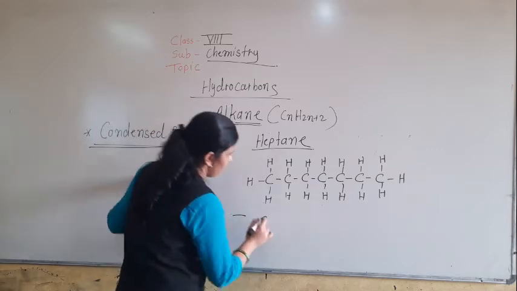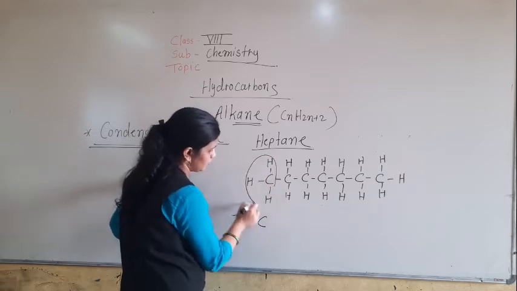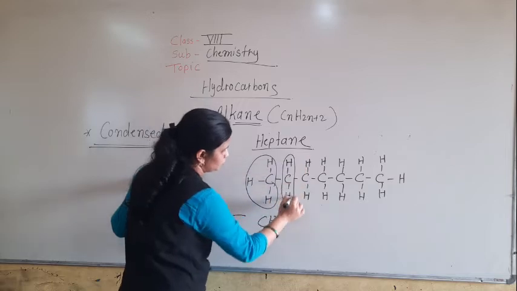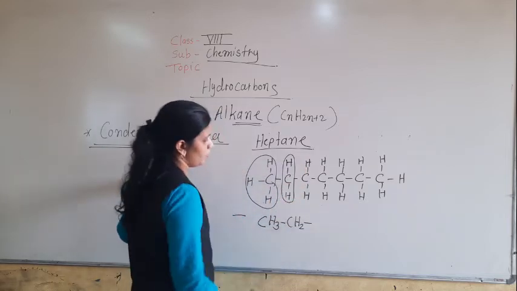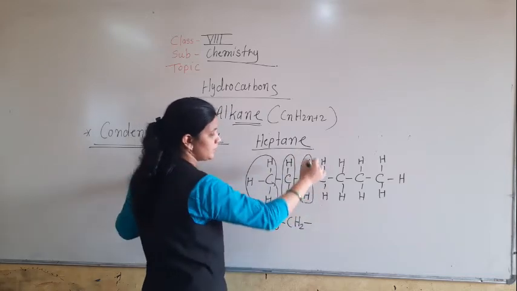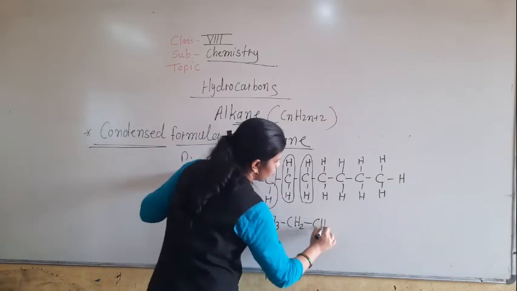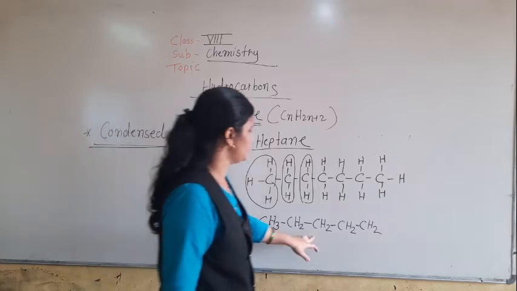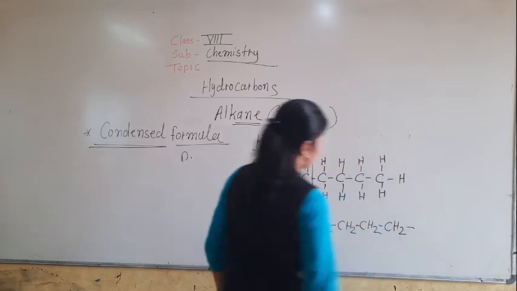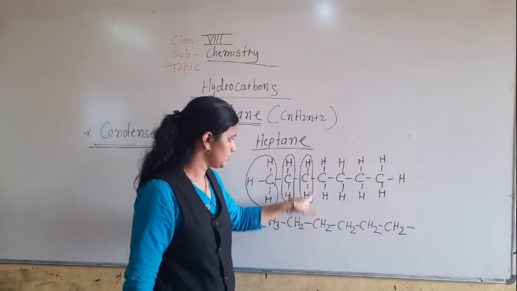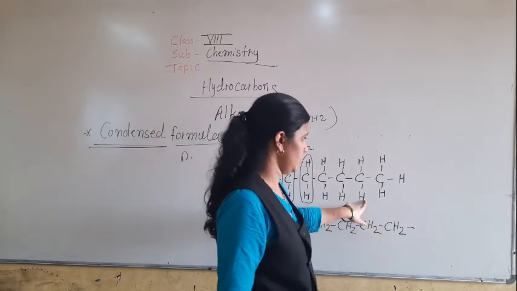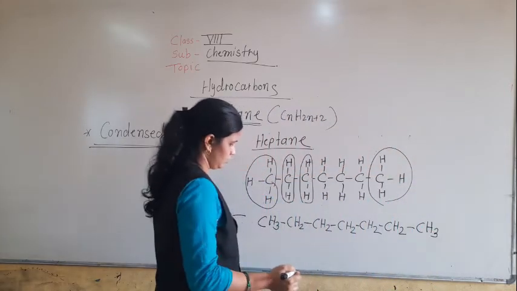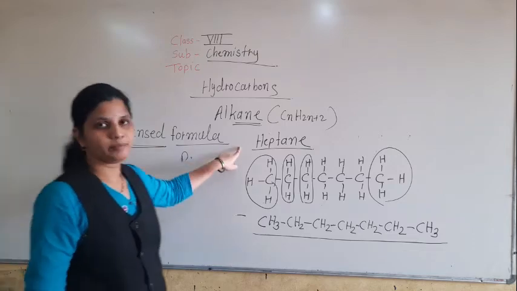See what we write first: C, and 1 2 3 hydrogens, so CH3, then single bond. Now here how many hydrogens? 2, CH2, single bond. Here how many hydrogens? 2. I am doing this so that you understand it. CH2, again single bond, CH2, again single bond, CH2, 1, 2, 3, 4, 5, CH2, 6, and at last C. So CH2, CH2, CH2, CH2, CH2, and last, how many hydrogens? 1, 2 and 3, so here it will be CH3. This is the condensed formula of heptane.